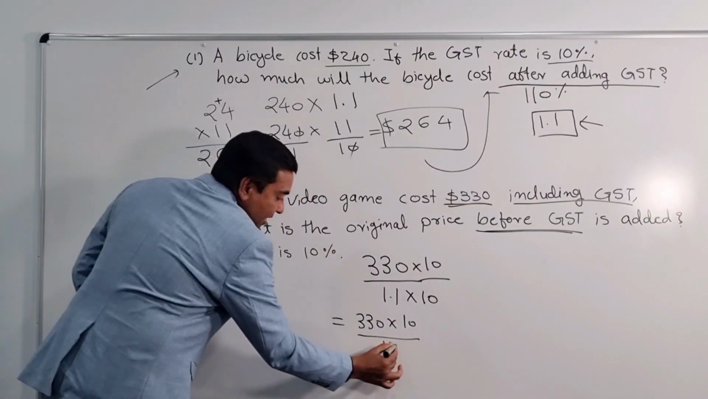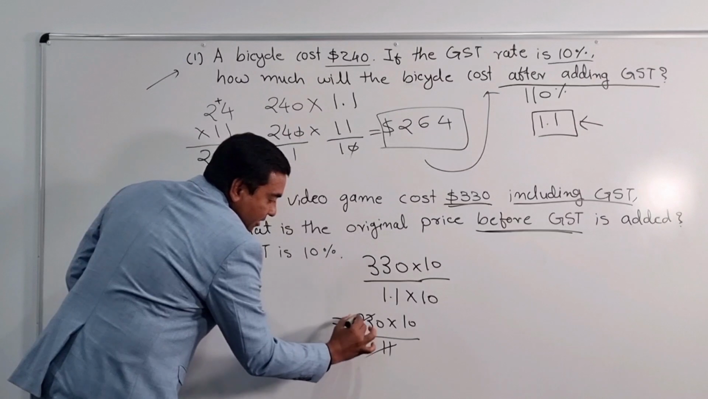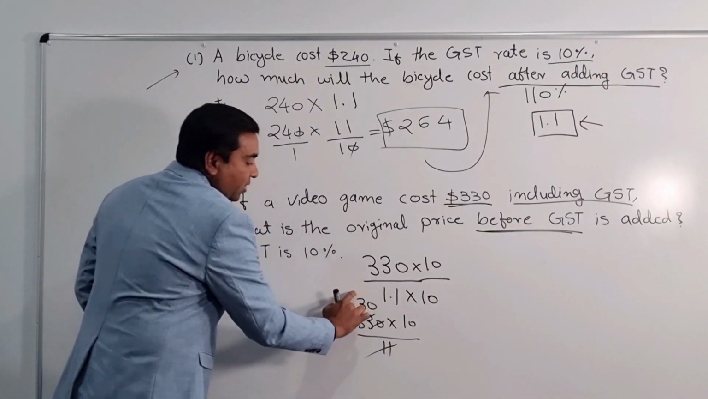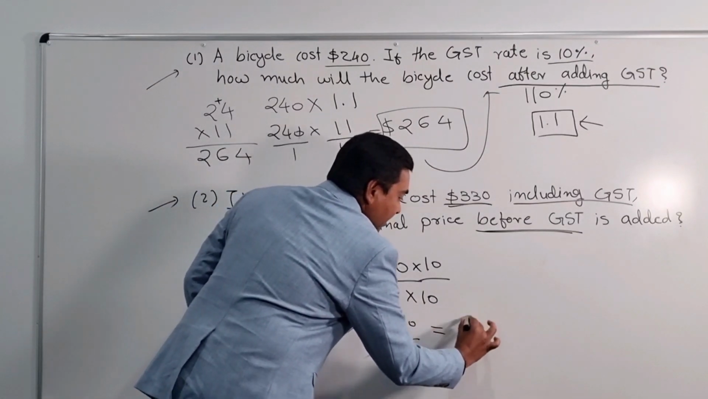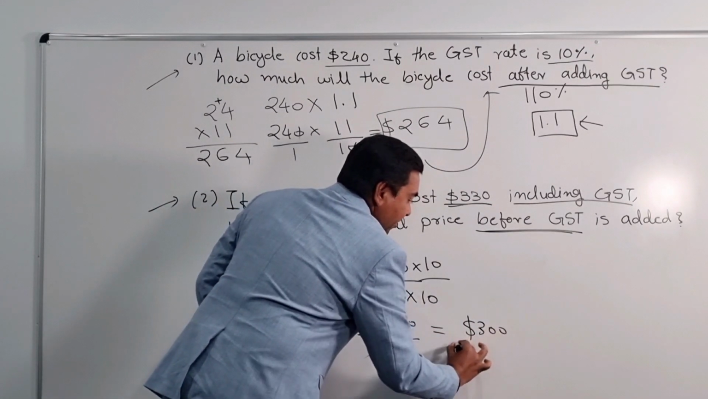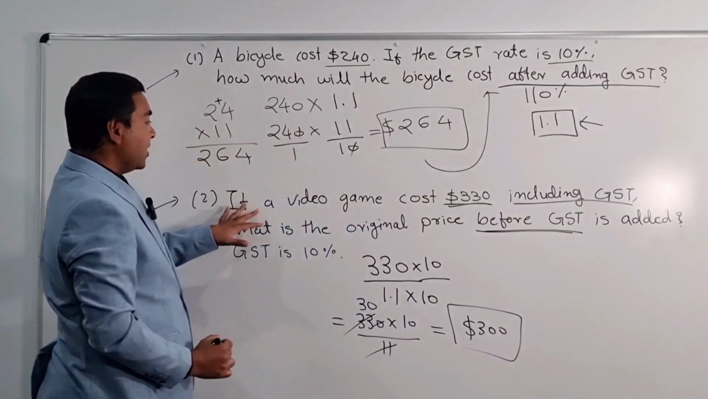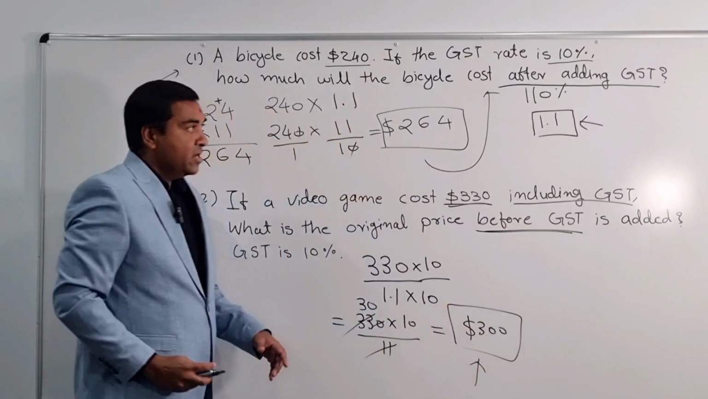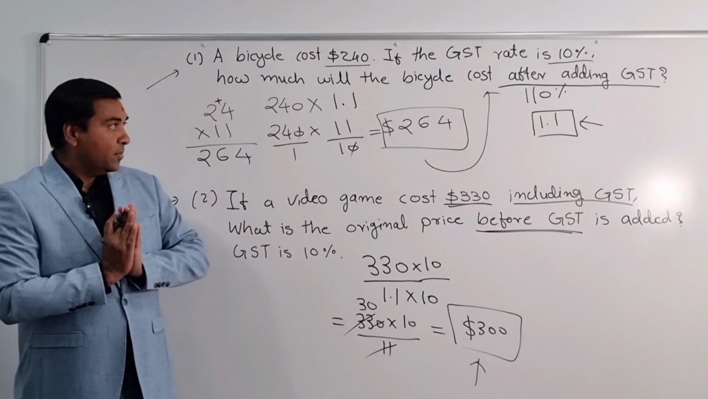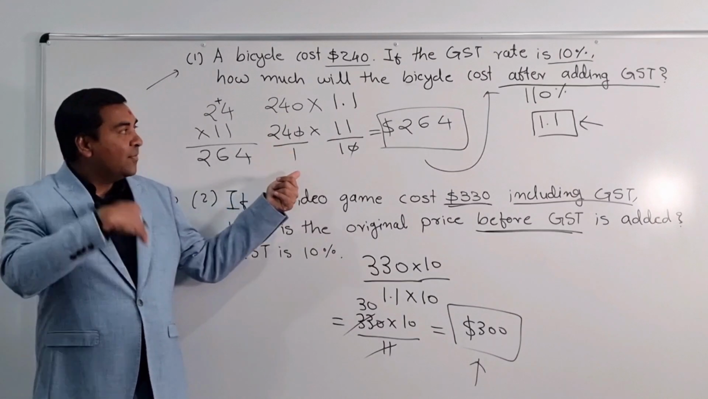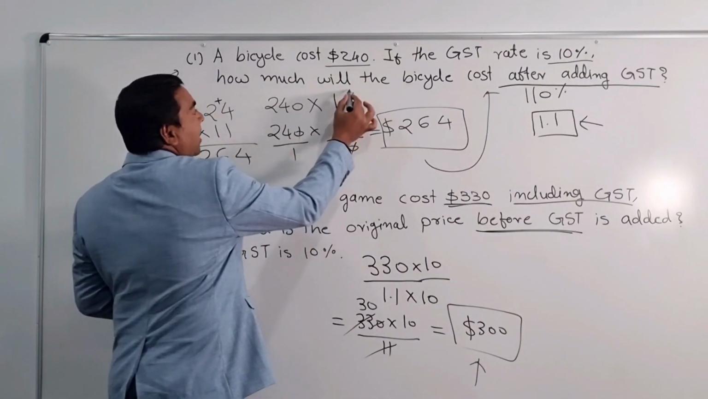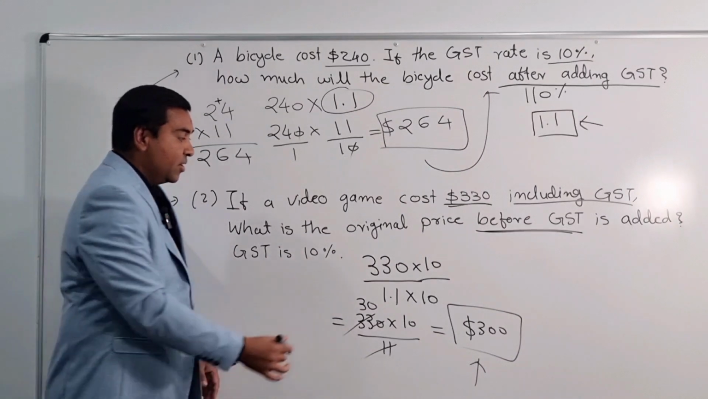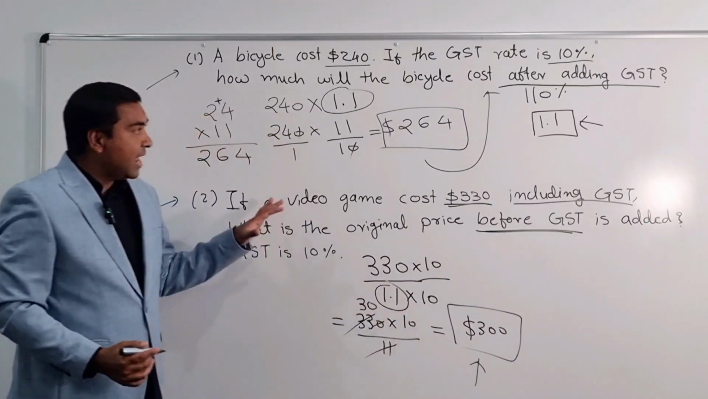Now I can work it out, guys. 11 3s are 33. So that's 3s. And there is a 0 at the end. So that's going to be 30. So 30 times 10, which is going to be $300. So the price of the video game before GST is $300. Don't forget, guys, one golden principle. If you want to find out the price after GST, multiply by 1.1. And if you want to find out the price before GST, you're going to divide by 1.1. That is the key.